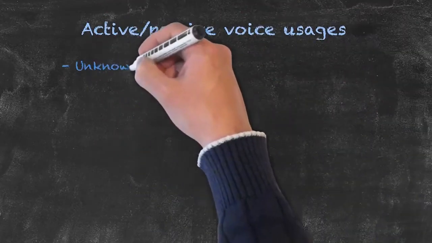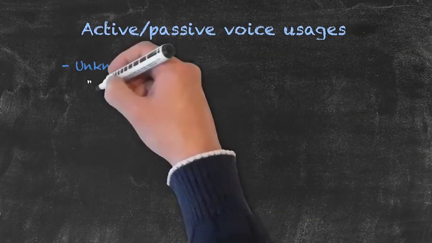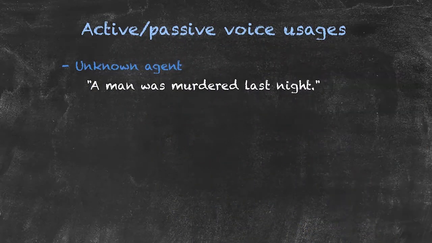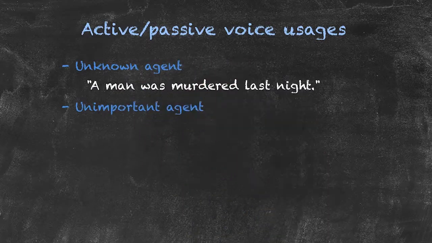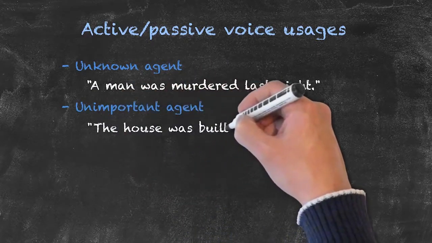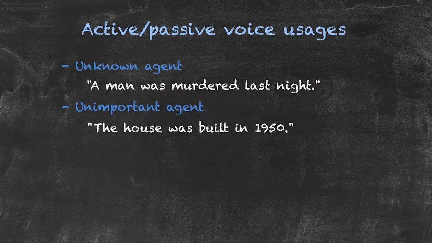We use the passive voice for the following reasons. When the agent is unknown: a man was murdered last night. Who murdered the man? We don't know. When the agent is unimportant: the house was built in 1950. Who built the house? We don't really care, and it doesn't particularly matter.